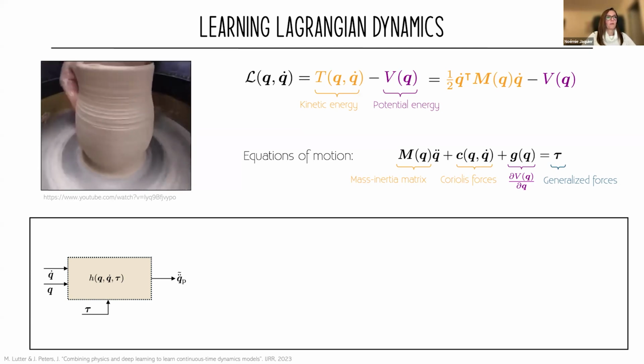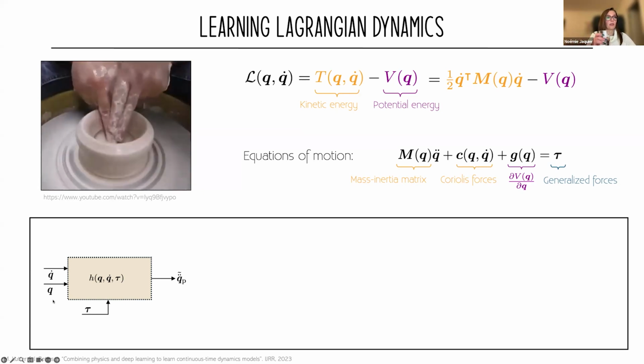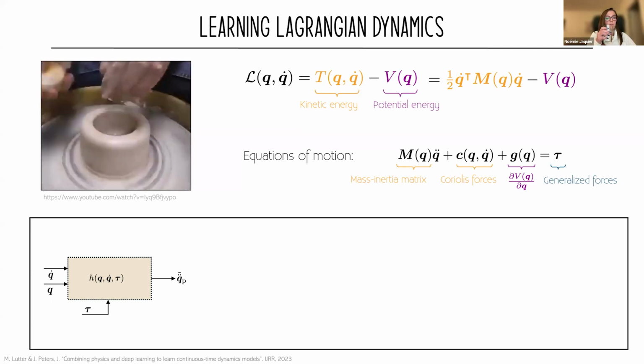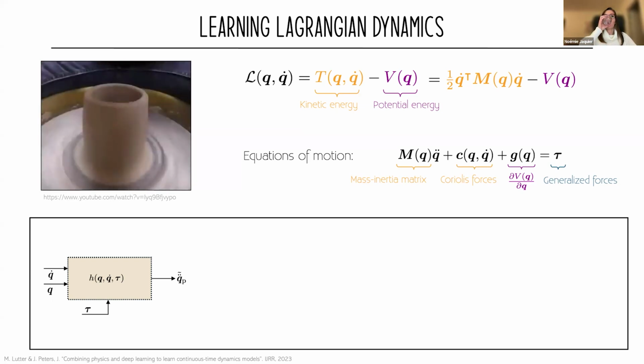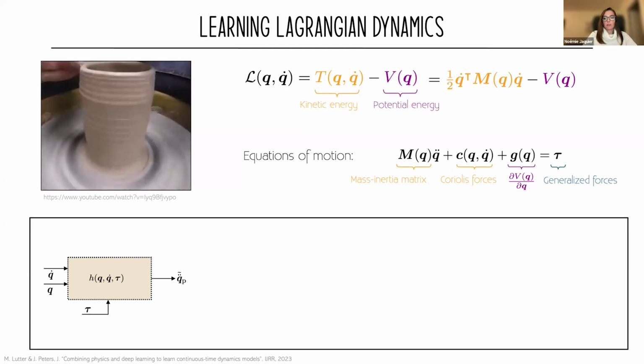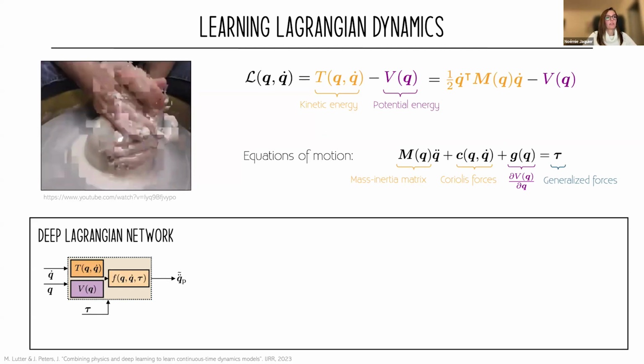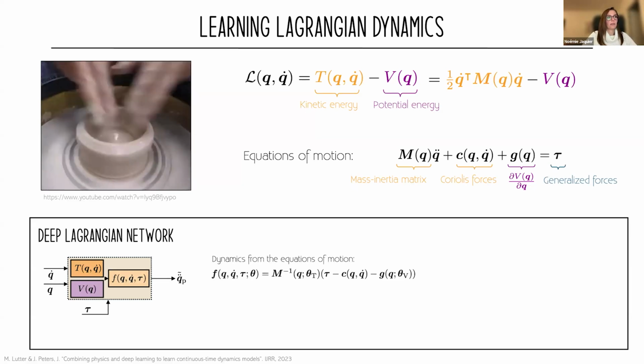Typically, the brute force way to do that would be to plug in the position of your system and the velocity of your system, get out the acceleration, and then learn the dynamics. But we can do that a little bit smarter by accounting for the fact that this object is characterized by Lagrangian dynamics. So what we can do is to have instead a network that is composed of two parts.